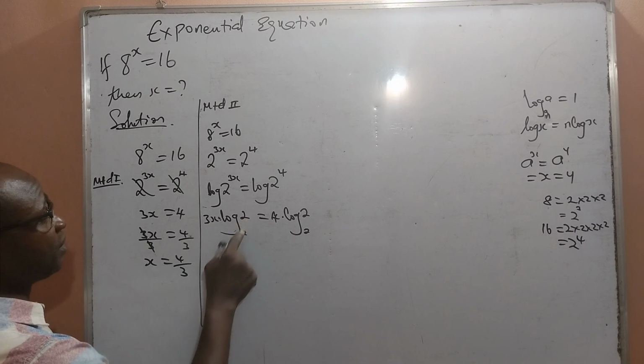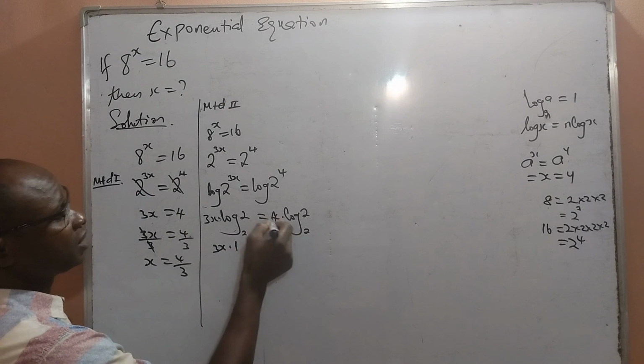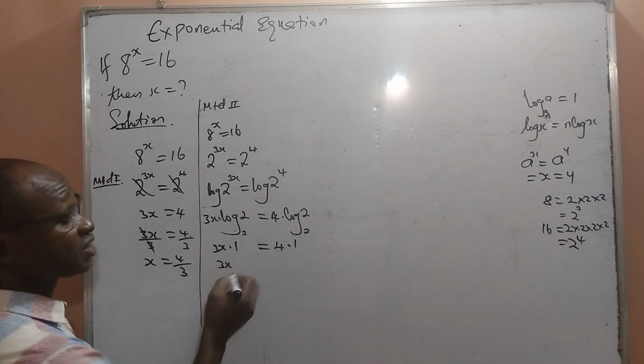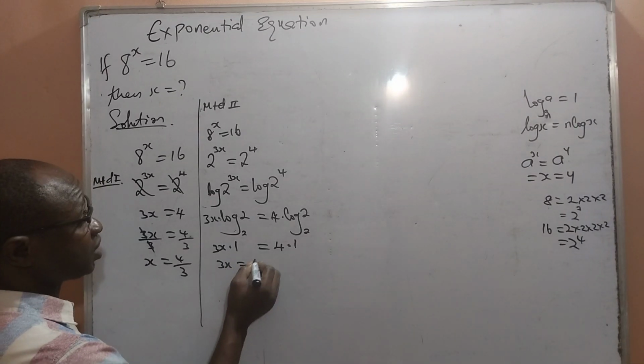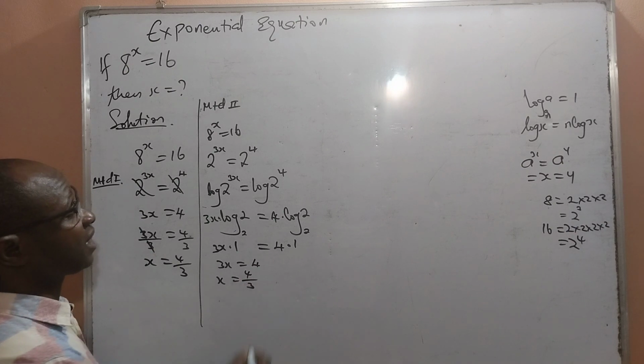Automatically, if log 2 base 2 is 1, that means that 3x multiplied by 1 is equal to 4 multiplied by 1. And that will give me 3x times 1 is 3x, and that is equal to 4. Therefore, x still becomes 4 all over 3.